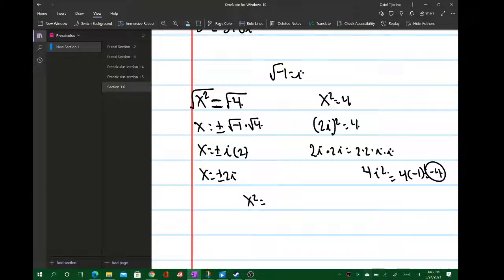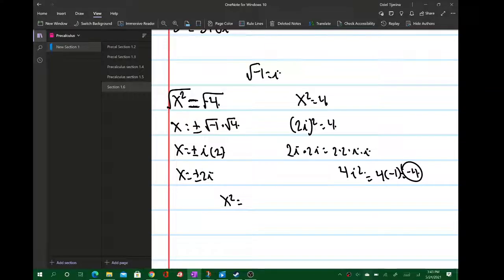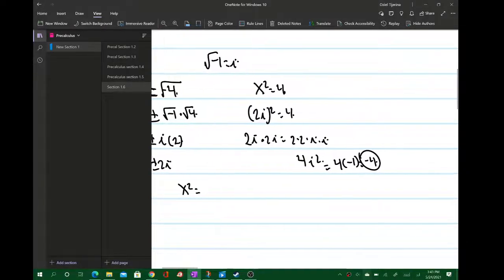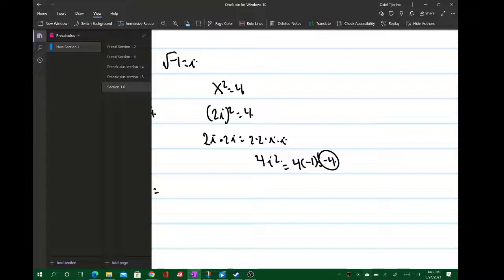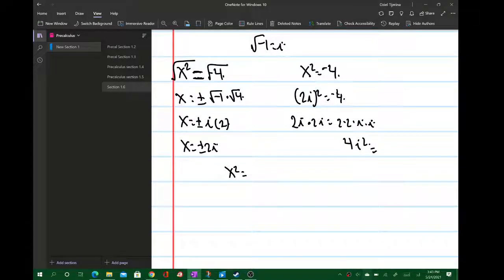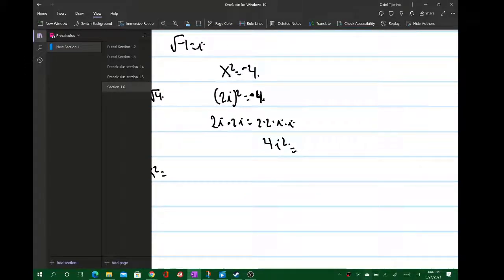When we say x squared equals 4, so let's see here. Sorry, I meant to say negative 4, not 4. But yes, here you see how if we get 4i squared, we get 4 times negative 1, which is negative 4, and it's exactly what we have right here.